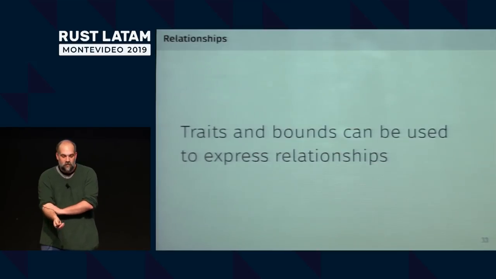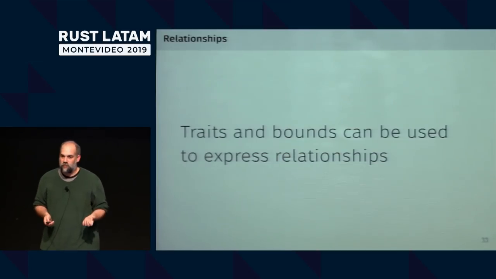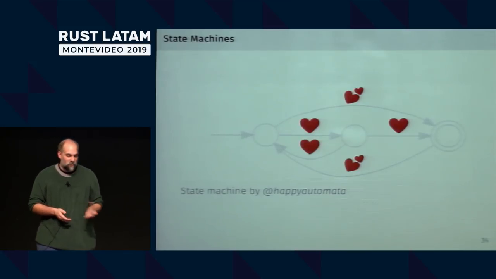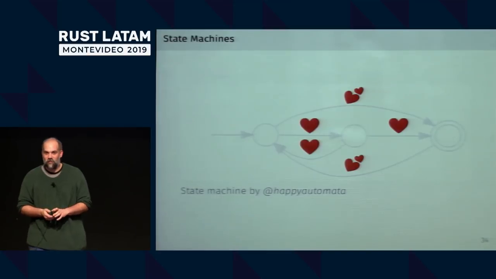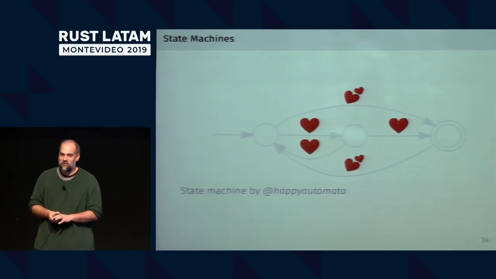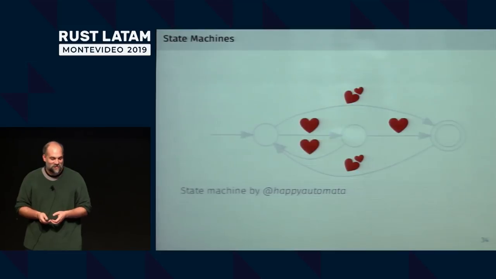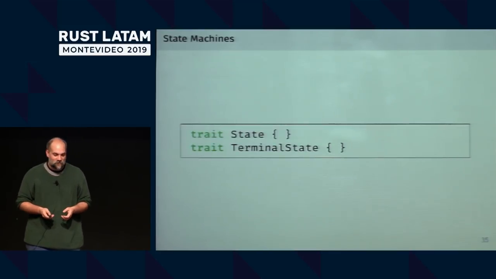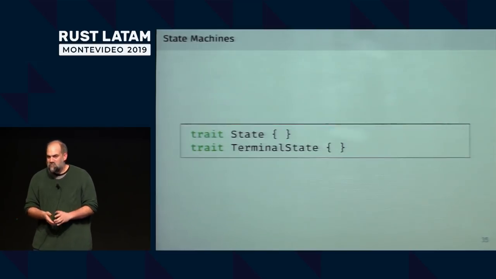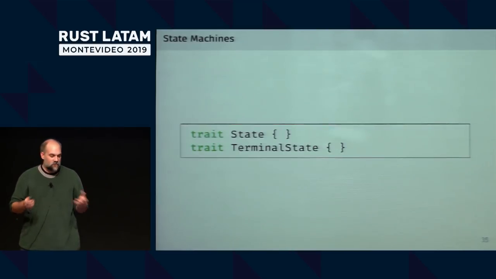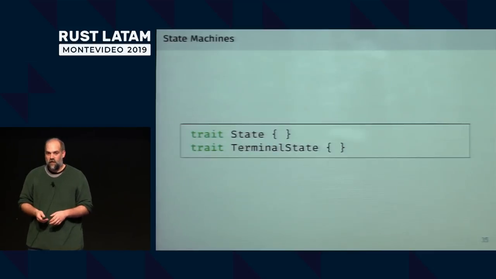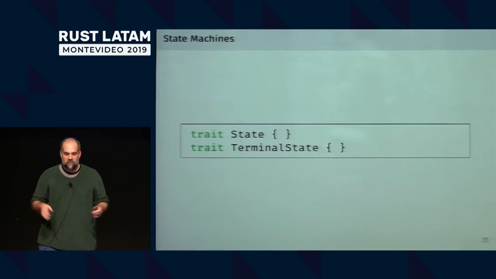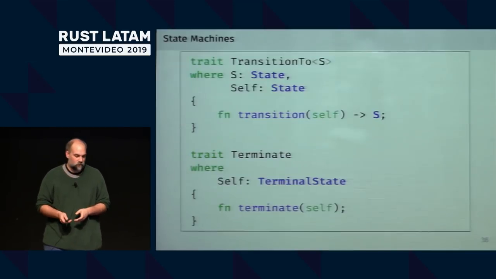Traits and bounds can be used to express relationships between types. And this becomes very useful. This is one of my favorite Twitter accounts. It's called Happy Automata, or Vaguely Reassuring State Machines. It generates state machines like this. And I would like to write one of those state machines myself. State machines usually have states, and some of those states are terminals. I skipped having start states in this example just because that would be rote and would just make the example bigger.